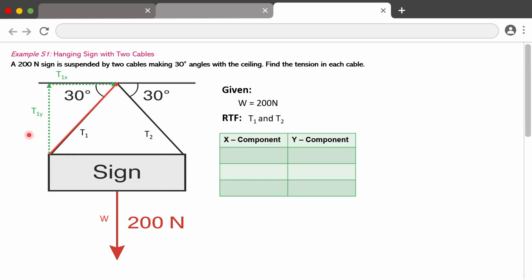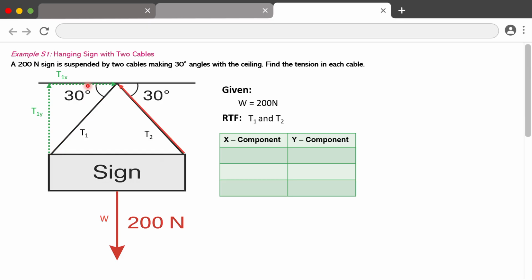Notice that T1y and T1x are treated as vectors, and the vector addition of T1y and T1x is simply the resultant T1, or the tension force that the ceiling exerts on the sign through this cable. So this is simply a vector addition. Let's take a look at the direction. T1y is going up, T1x is going to the right. So these are the x and y components of the tension force T1.